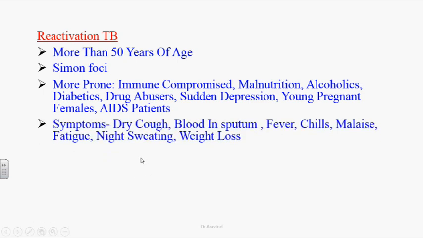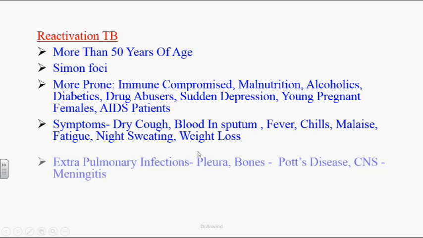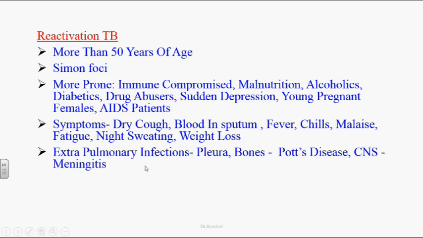Symptoms: we can see dry cough, blood in the sputum, fever, chills, malaise, fatigue, night sweats, weight loss. And we can also see extrapulmonary infections of the pleura, and bone infections, which we call Pott's disease, and we can see GI tract infections, genitourinary tract infections, and we can also see meningitis.